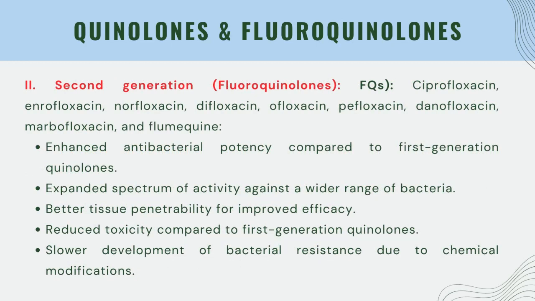The second generation, or the fluoroquinolones, are ciprofloxacin, enrofloxacin, norfloxacin, difloxacin, ofloxacin, pefloxacin, danofloxacin, marbofloxacin, and flumequine. Enhanced antibacterial potency compared to the first generation quinolones, expanded spectrum of activity against a wider range of bacteria, better tissue penetrability for improved efficacy, reduced toxicity compared to first generation quinolones, slower development of bacterial resistance due to chemical modifications.